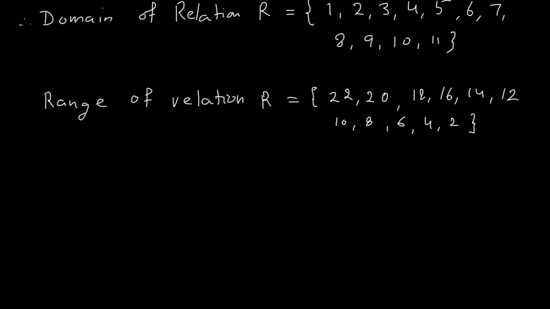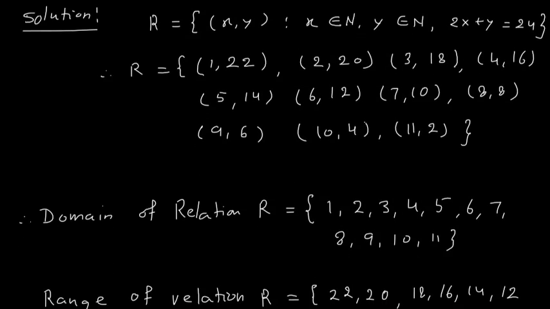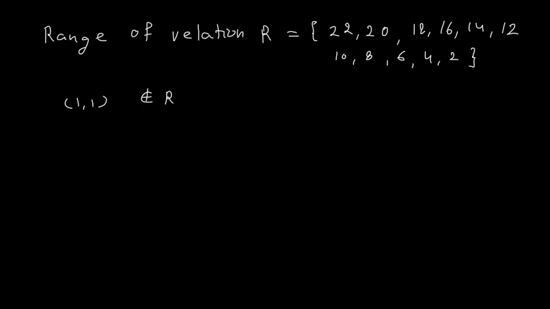So I will say that (1, 1) does not belong to the relation. 1 is a natural number and 1 is present in our natural number set, but (1, 1) does not belong to the relation. (2, 2) does not belong to the relation. So therefore relation R is not reflexive. This is the first, reflexive, we have checked.